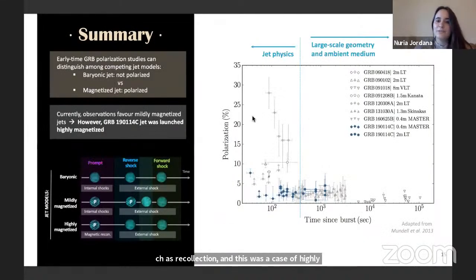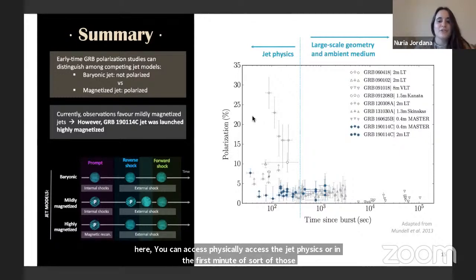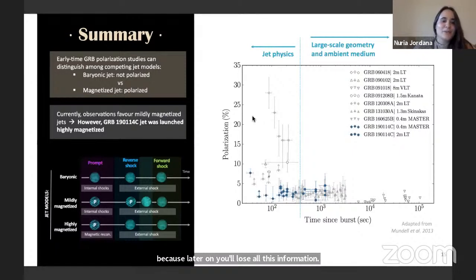Finally, I will end my talk with this plot, which shows the state of the art of the more relevant polarization measurements in GRBs. And as you can see here, you can basically access the jet physics during the first minutes after the burst, because later on you lose all this information. And I will end this talk with a statement saying that current observations favor these mildly magnetized jets. However, we got this case of a very energetic GRB in which we thought that it was completely highly magnetized. Thank you.